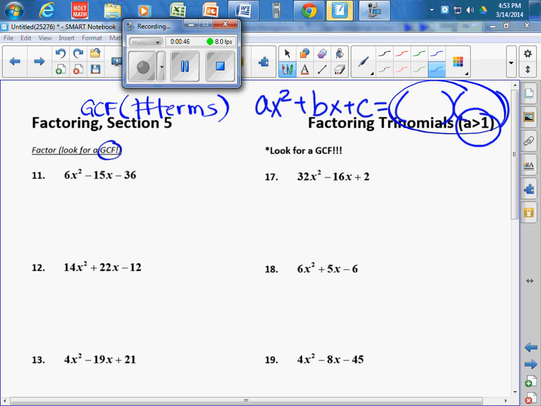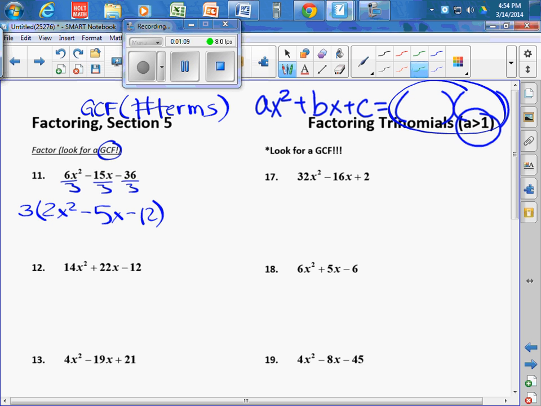For example, number 11. We have a GCF here, 6, 15, and 36. What's in common? A 3. So factor that 3 out, and we'll have 3 times the quantity, 2x squared minus 5x minus 12. Now, we need to factor that. Well, with 2x squared minus 5x minus 12, we're going to break that up into two parentheses.